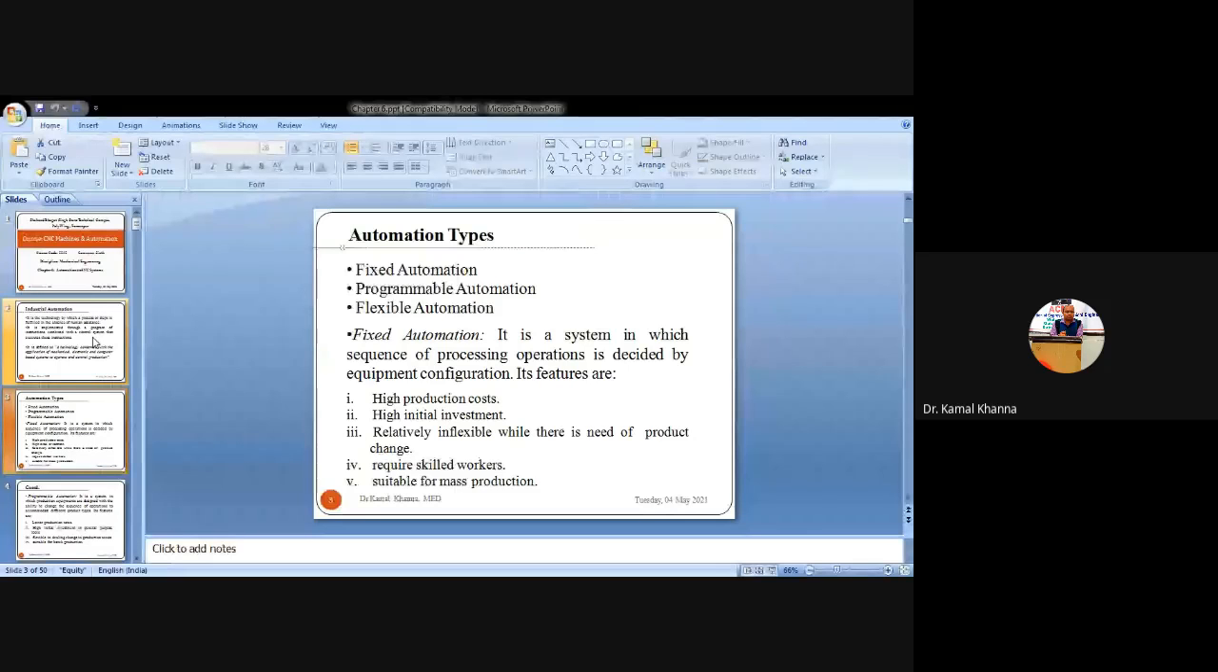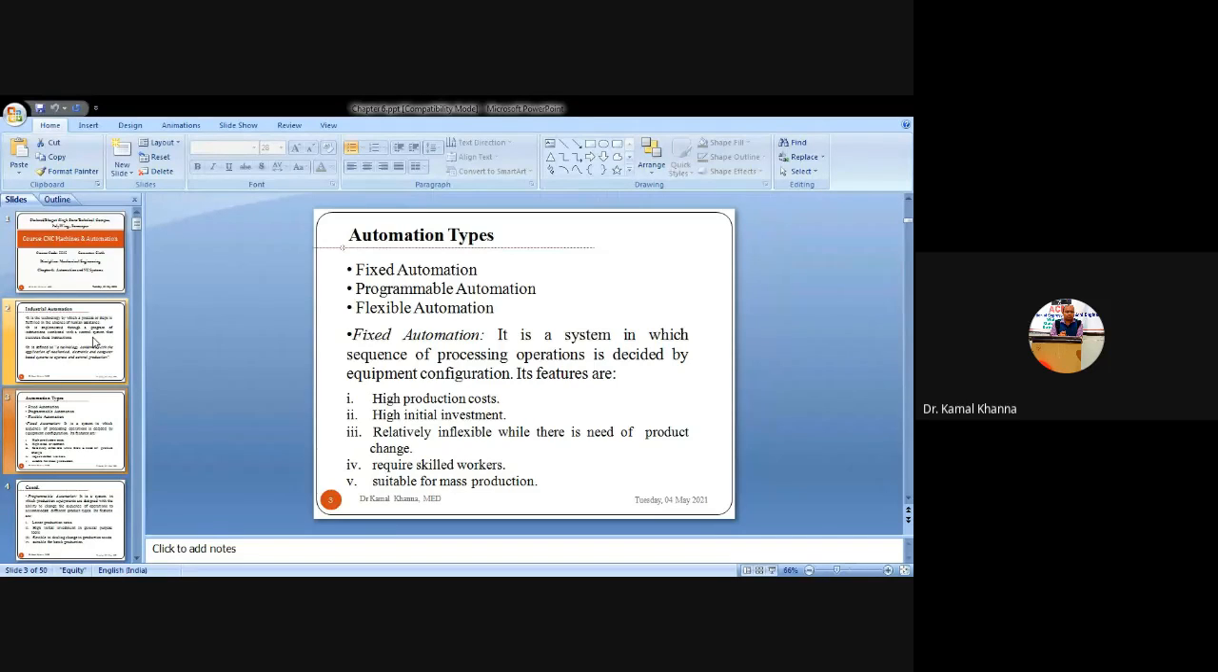This fixed automation also requires skilled workers, that is, if any change may be required, it has to be communicated to the R&D department through the skilled worker. If the worker is not skilled, they cannot communicate their requirement to the R&D department. So in the case of fixed automation, we always require skilled workers for running those CNC machines. And this fixed automation is only suitable for mass production.